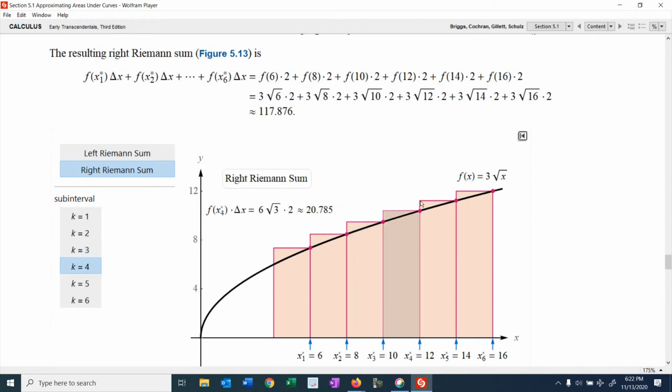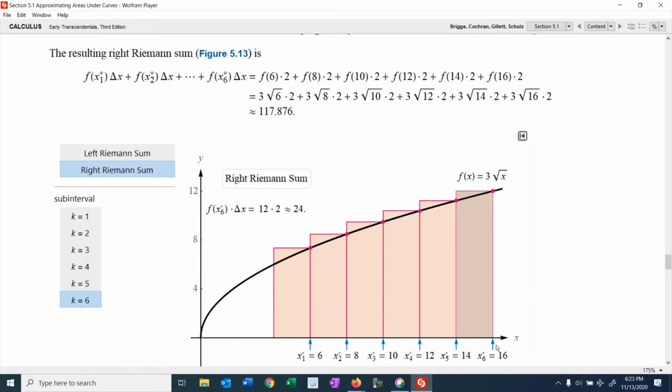This one, the right endpoint is 12. So the height is 3 times the square root of 12 times the width, which is 2. And that gives you the area of this rectangle. This one, you'd plug in the right endpoint again, which is 14. So the height is 3 times the square root of 14 times the width, which is 2. So that's the area of this fifth rectangle.